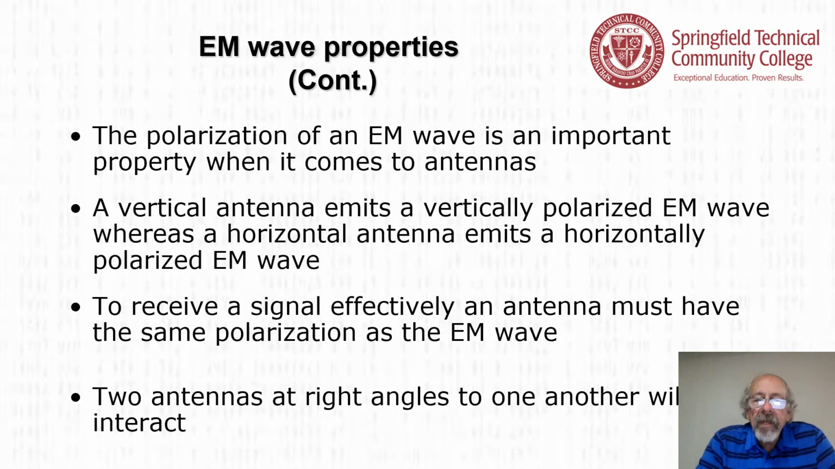The polarization of electromagnetic waves is an important property when it comes to antennas. A vertical antenna emits a vertically polarized electromagnetic wave, whereas a horizontal antenna emits a horizontally polarized electromagnetic wave. To receive a signal effectively, an antenna must have the same polarization as the electromagnetic wave. Two antennas at right angles to one another will not interact.